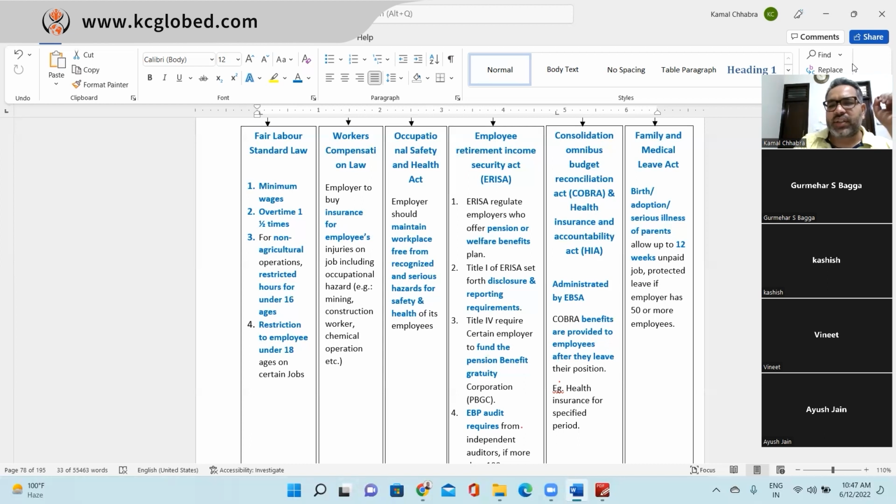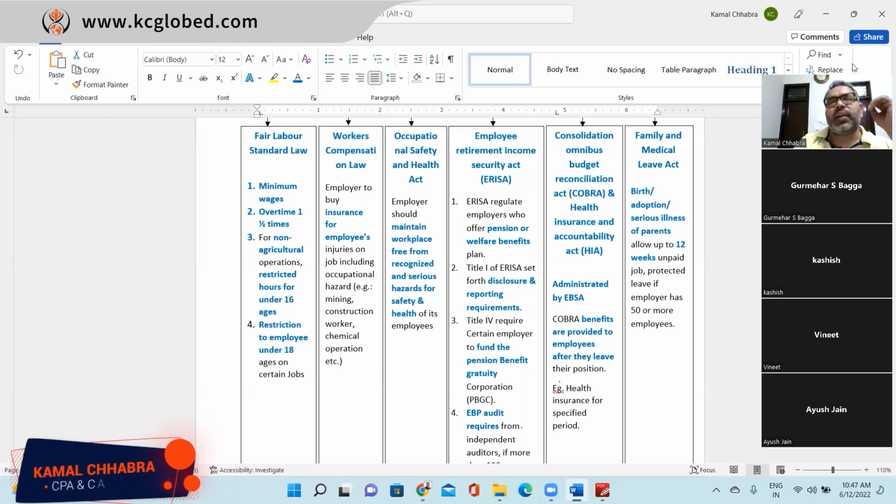So Title 1 of ERISA talks about the disclosure and reporting requirements. If your company is providing an employee benefits plan or pension plan or any other welfare plan, it makes it mandatory to disclose those plans: the opening balance of the plans, current additions in the plans, current release of funds from the plan, and the closing balance. These disclosures are mandatory under ERISA. So whenever you are making the financial statements, it is your responsibility to disclose this information.